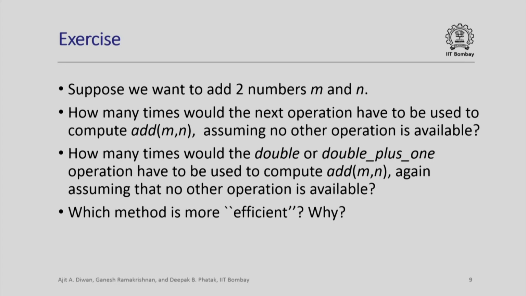And now do the same thing where the addition is defined using double and double plus 1 operations. So again, if I want to compute add m n, in this case I assume that m and n are also defined using the double and double plus 1 operations. So assuming that they are defined in terms of these, how many of these operations are needed to evaluate the sum of m and n? And you can try and compare the two methods and see which one needs fewer operations, and therefore is more efficient. So as we will see later on, we will be looking at many alternative ways of defining the same objects, which suggest many different ways of implementing them, and we compare them based on their efficiency.